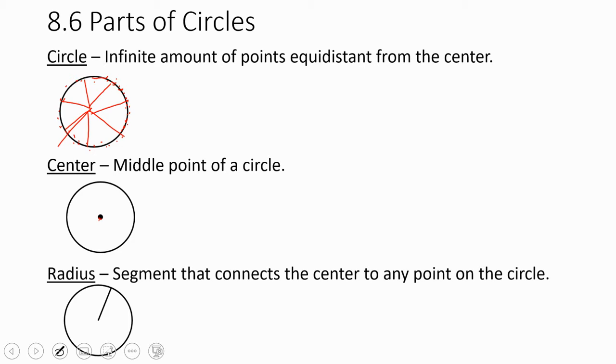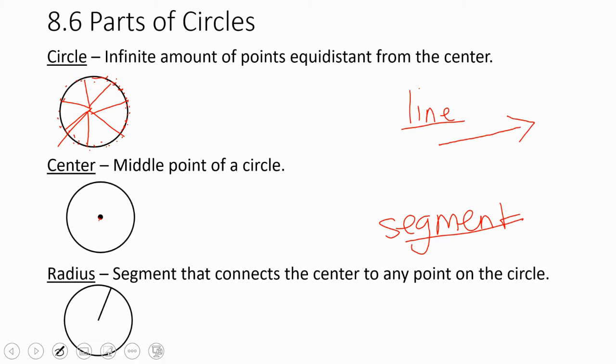All right, the next term is a radius. The radius is a segment. Now, let me explain the difference between a line and a segment. A line is going to be a straight amount of infinite points that never ends in both directions. It's going to go on forever and ever in both directions. A segment is part of a line that's going to have 2 endpoints. So it's like taking a line and just cutting out a section of it. That's a segment. That's the difference between the two whenever we talk about them.